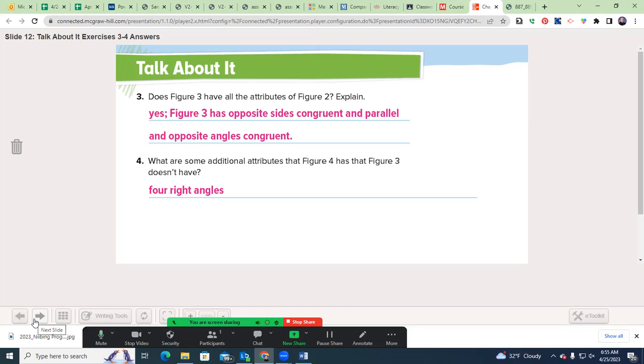What are some additional attributes that figure 4 has that figure 3 doesn't? And that answer is 4 right angles. So when we measure figure 3, they're not 90 degrees. 90 degrees makes a right angle. If you'd like to pause the video before moving on, feel free to do such. Otherwise, let's talk about the other two.